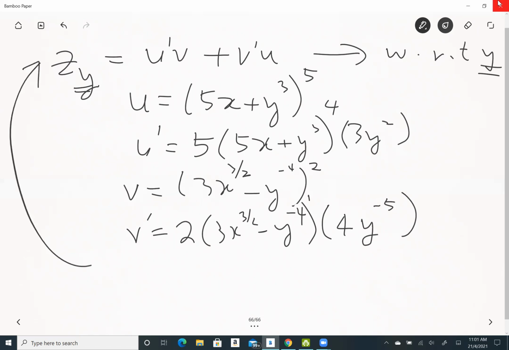Okay, so everything or the rule are the same, except that you must be careful. Are you differentiating with respect to y, or with respect to x? When you differentiate with respect to y, x is a constant. When you differentiate with respect to x, y is a constant.